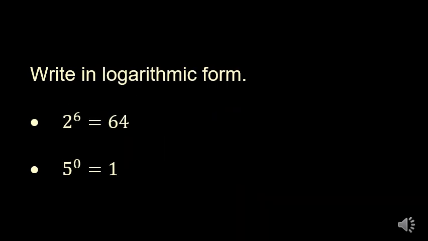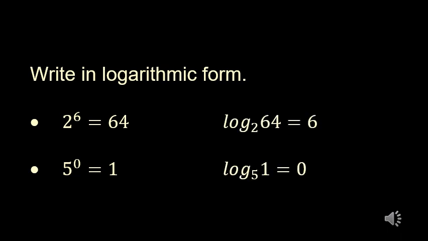Here it's just asking you to do the same thing backwards. I'm giving you something that has an exponent. You're supposed to write the log base something of something equals something. So again, let's see if you can do that. And again, the important thing is I'm flipping around the last two numbers. That's why I have the log base 2 of 64 equals 6, and the log base 5 of 1 equals 0.